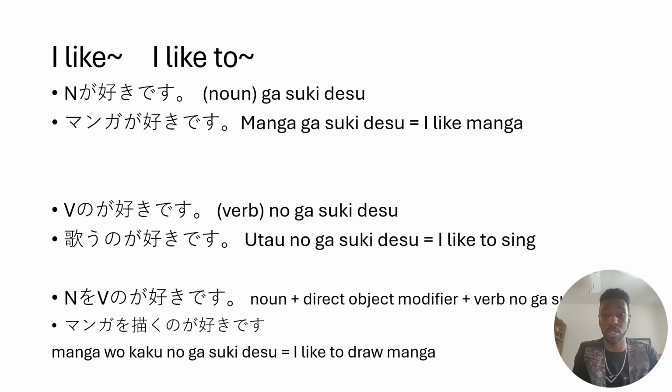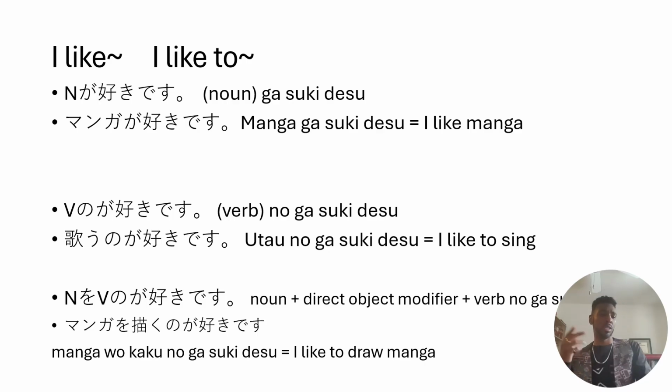Ga is a particle that we use here. Ga is sort of like the marker of the object that you like in the sentence. Hon ga suki desu. I like books. Manga ga suki desu. I like manga.